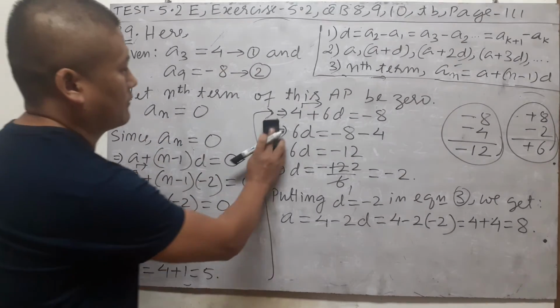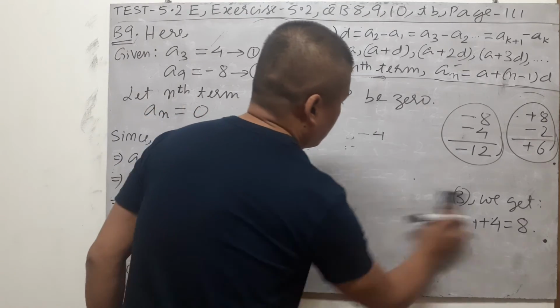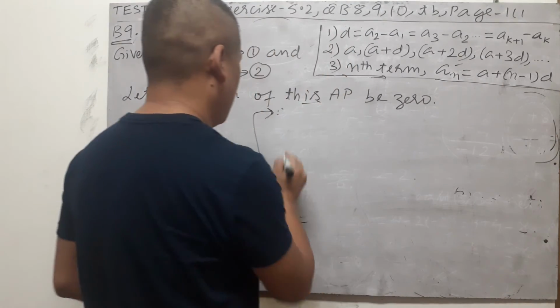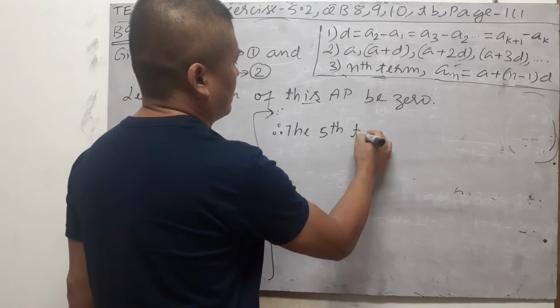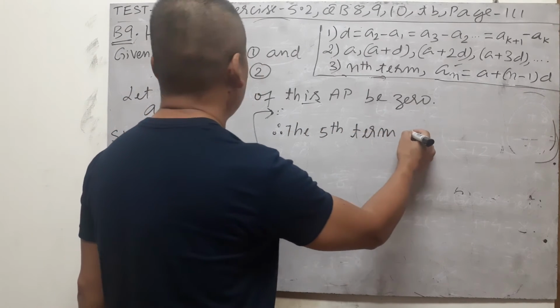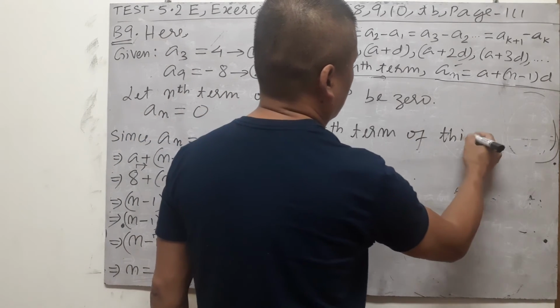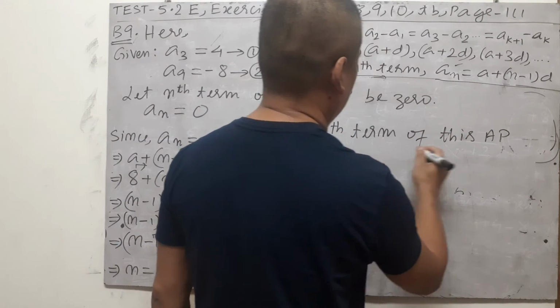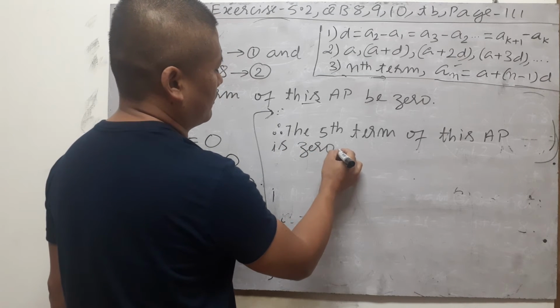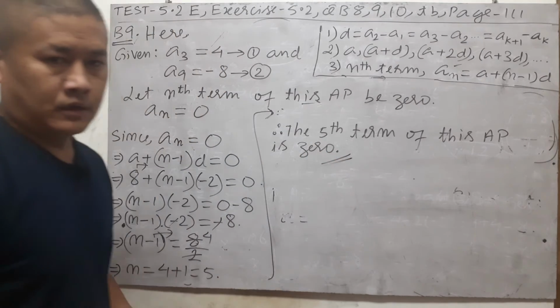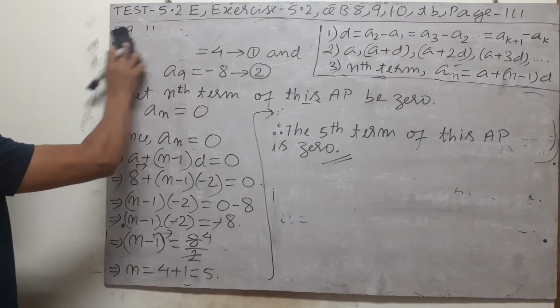So since n is 5, you got your n, which was unknown. Therefore, the fifth term of this AP is 0. That means the fifth term value is 0. One more question, 10. Okay, I hope you're getting it.